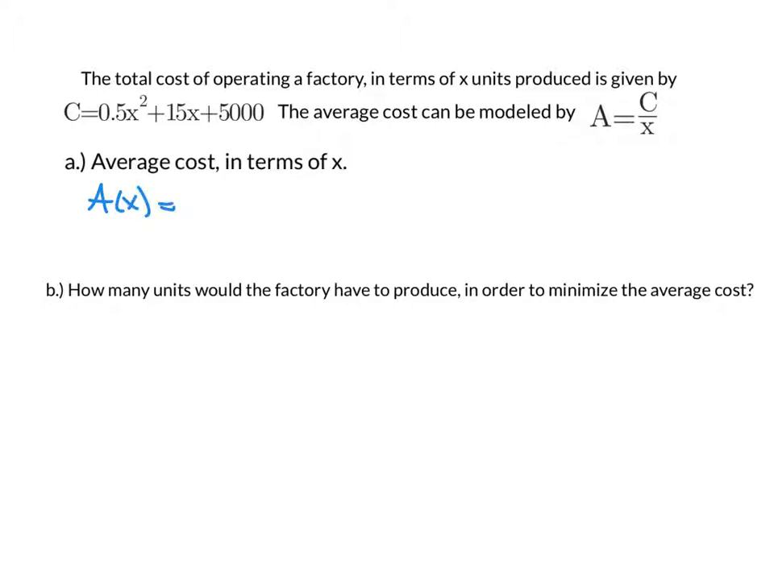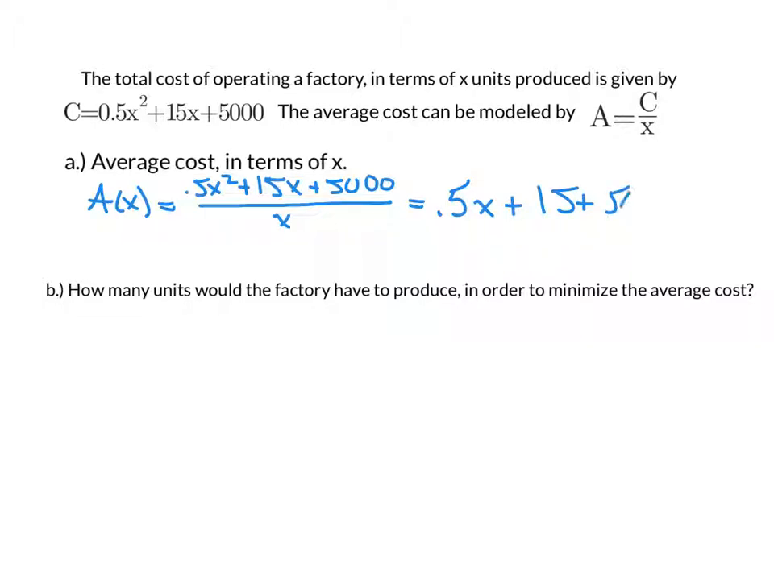So I'm going to take C over x and just take the value of C, 0.5x² + 15x + 5,000, and divide it by x. To make things easier in my next part, I'm actually going to divide every single term by that x. 0.5x² divided by x leaves me with 0.5x. 15x divided by x is 15. And 5,000 divided by x is 5,000x⁻¹.